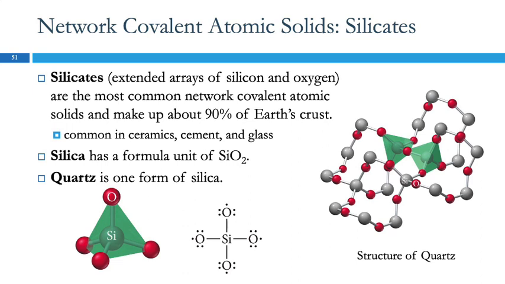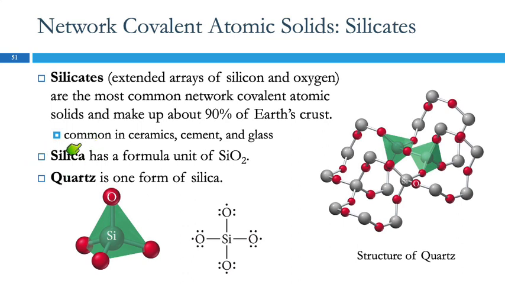Another type of network covalent atomic solids are silicates. So these are a little bit different in that there's two different elements in here. There's silicon and oxygen. But again, the atoms are covalently bonded to each other. So these are common in ceramics and cement and glass. Think sand, right? Quartz is a form of silica. So silicates make up about 90% of the Earth's crust. Silicon and oxygen bonded together.